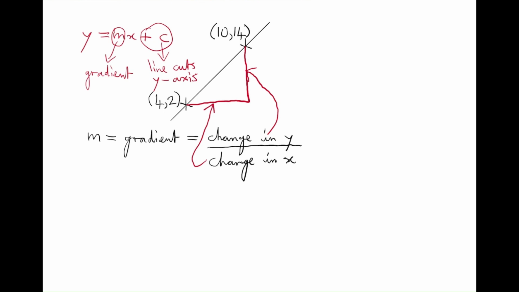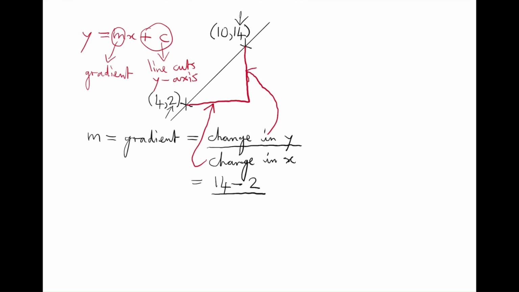So we look at the y value for this coordinate, which is 14, and we subtract the y value for the other coordinate, which is 2. So we get 14 minus 2, and that gives you the vertical distance, which is 12.